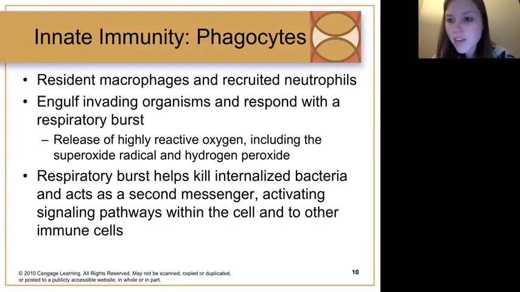Some molecules can become highly reactive depending on the number of electrons they have. If they have an unpaired electron, they can be extremely reactive because they can destroy other molecules by pulling electrons off of those molecules. They can damage DNA and lots of different things. So highly reactive oxygen would also damage a pathogen. This is a really important part of the immune system. The respiratory burst will help kill internalized bacteria, and it acts as a second messenger that activates signaling pathways within that cell and to other immune cells.